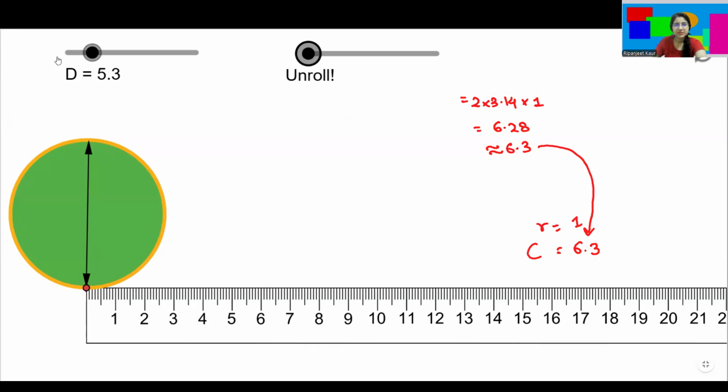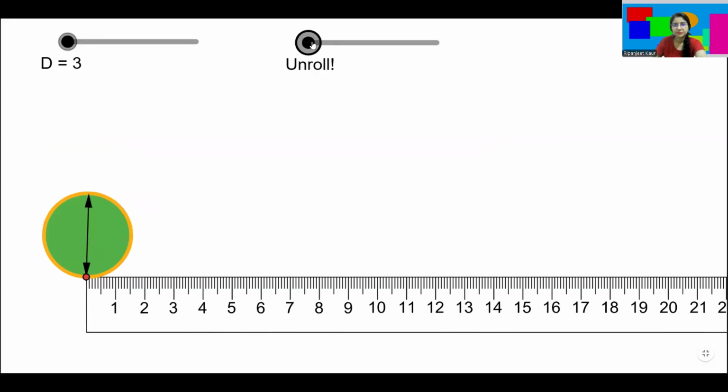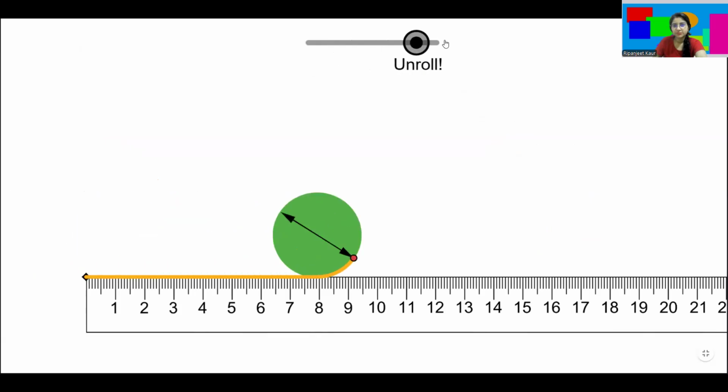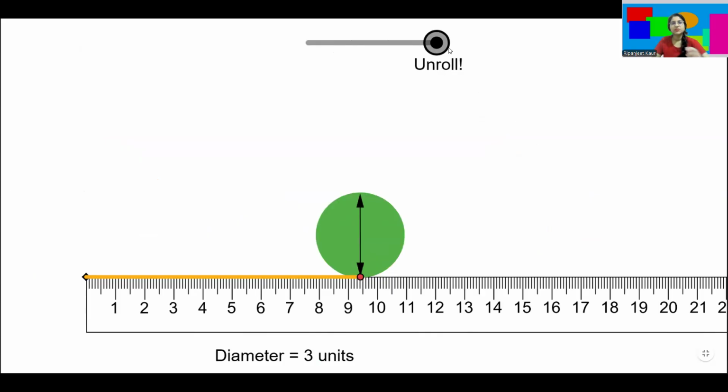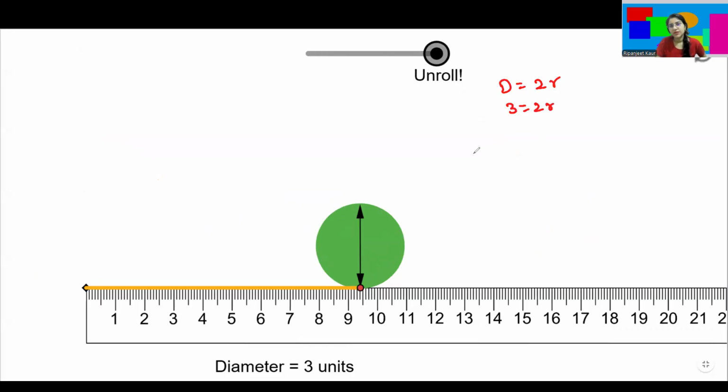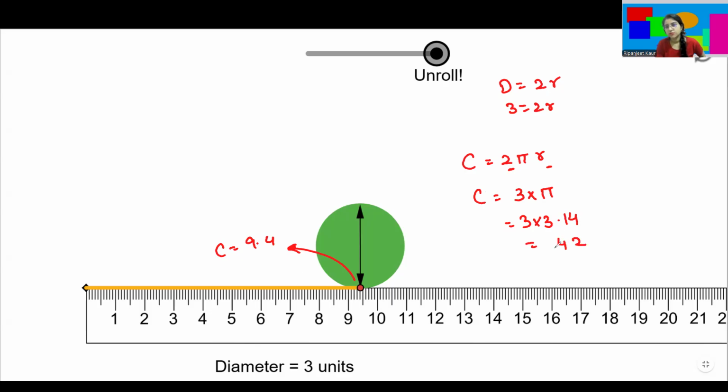See, we have kept some diameter. Let's say diameter is 3 and we are unrolling it. Diameter is 3 and diameter is 2 times radius. And the circumference is 2 pi r. So circumference is 2r, which we know is 3, times pi. And how much is this approximately? 9.4. Yeah, 9.4 we can say. And here 3 times 3.14. If we calculate this, we are getting 9.4. So approximately 9.4 only.